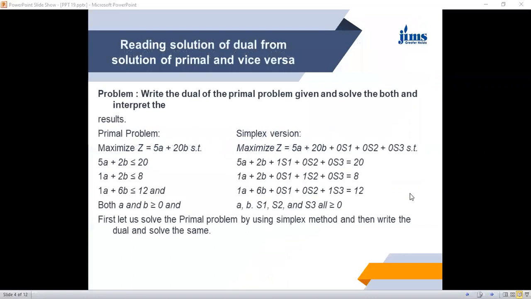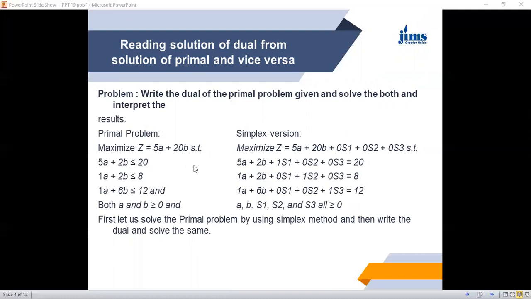At times you may be asked in the examination to solve the primal, and from there you will be asked to give the values of dual variables. So let us consider this problem: maximize z = 5a + 20b subject to 5a + 2b ≤ 20, 1a + 2b ≤ 8, and 1a + 6b ≤ 12, and both a and b are greater than or equal to 0.